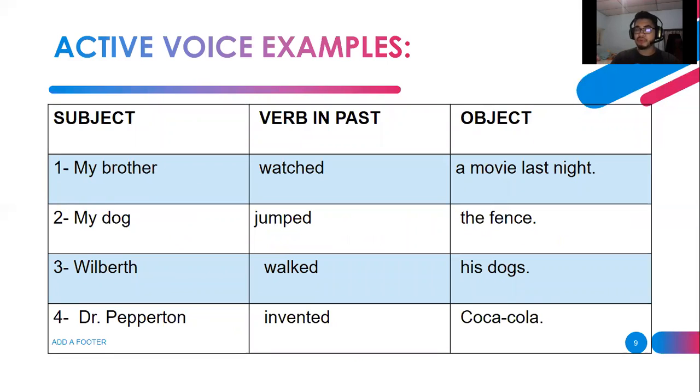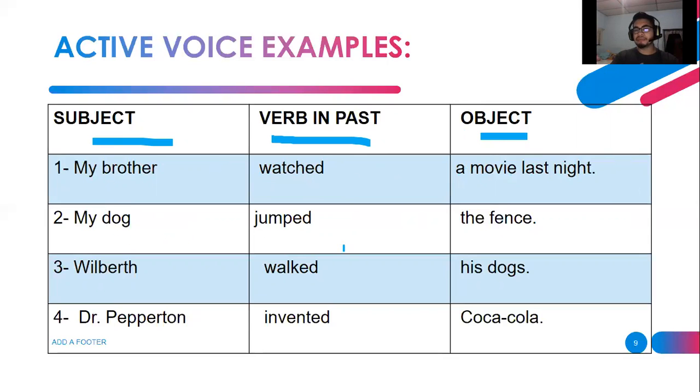Let's see some examples with active voice. So with active voice, as I said, we have just three pieces. Picture it in that way. We have the subject, we have the verb in the past, and you have the object. We have these examples, and we have my brother watched a movie last night, okay? My brother watched a movie last night. You see, my brother, the subject, watched the verb in the past, and the object, a movie last night.